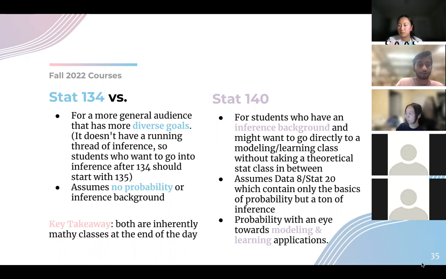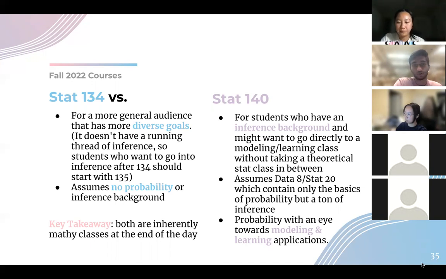So I feel like for that reason, it has a much more diverse audience because it has a very standardized probability theory kind of feel to it. It doesn't have a running thread of inference, so you're not going to do hypothesis testing or any of that statistics stuff. So students who want to go into inference after 134 should do 135. Meanwhile for Stat 140, if you don't want a strong inference background, you could get away with just the inference you learn from a class like Stat 140.